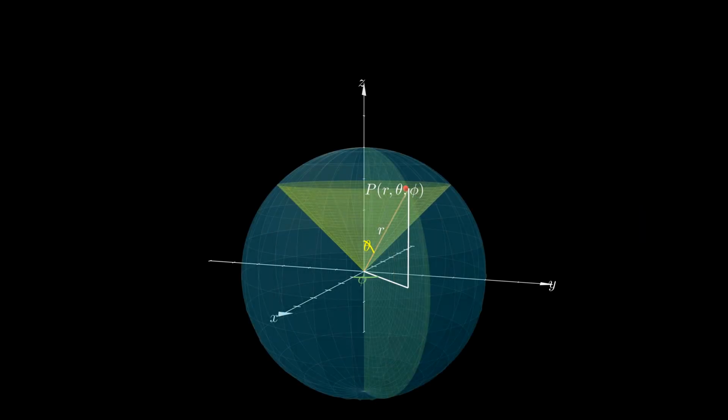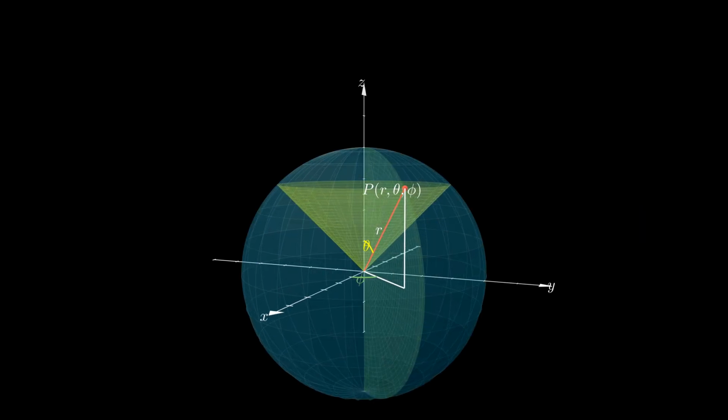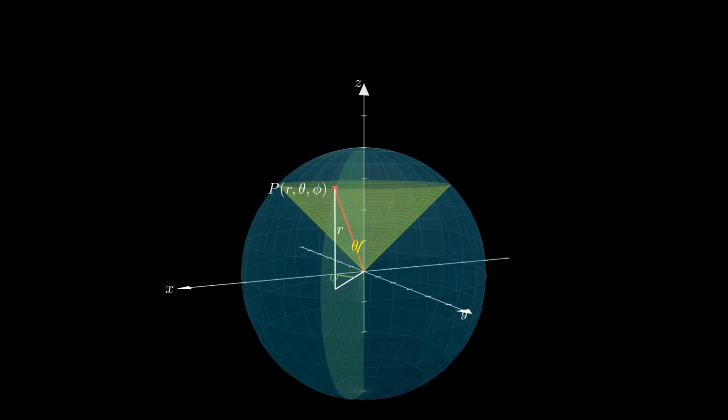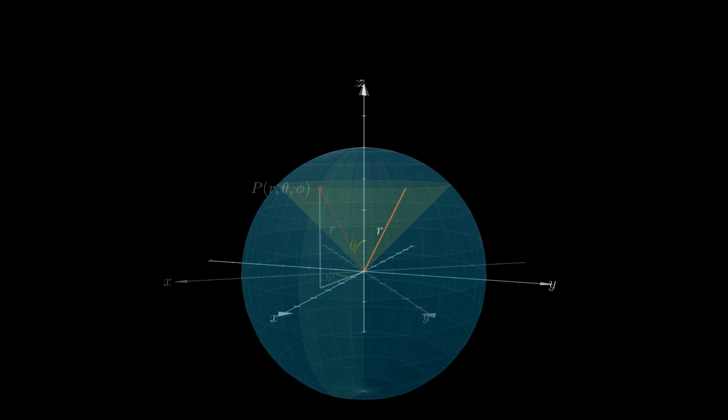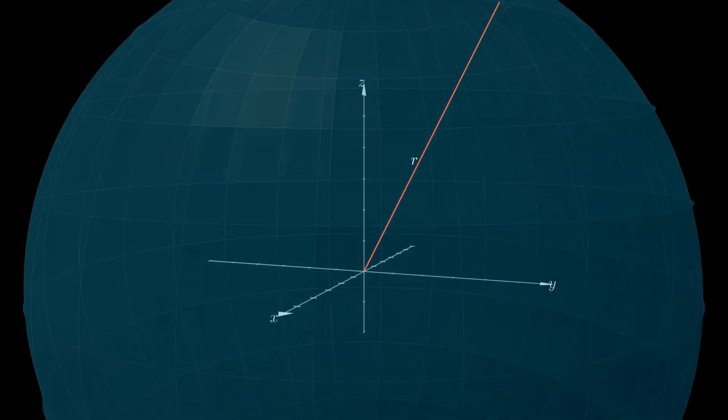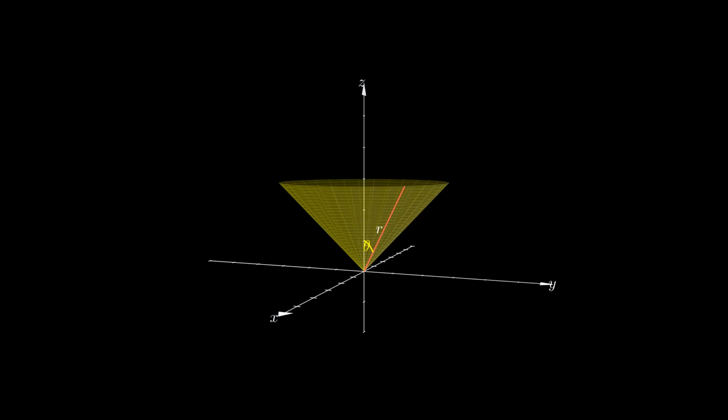Another intriguing way to visualize a point in spherical coordinate system is to consider the point as the intersection of three distinct surfaces. The variable r defines a spherical surface centered at the origin with radius r, where r varies from 0 to infinity. Theta outlines a conical surface around the z-axis. Theta varies from 0 to pi.